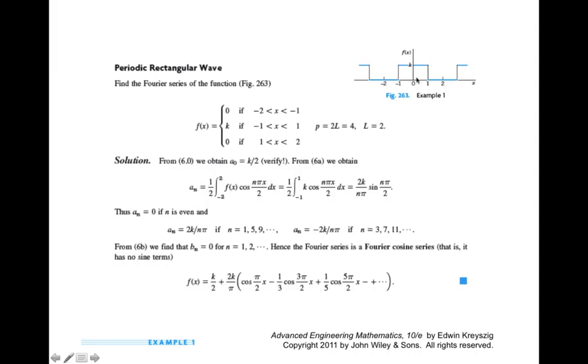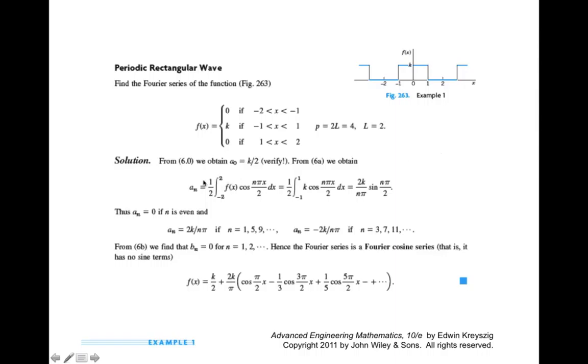Now, in this example, this function is what we would refer to as even, because f of minus x is equal to f of x. Here is an expression for the function. We have our expression for L. Notice L is 2. And so our period would be 4.